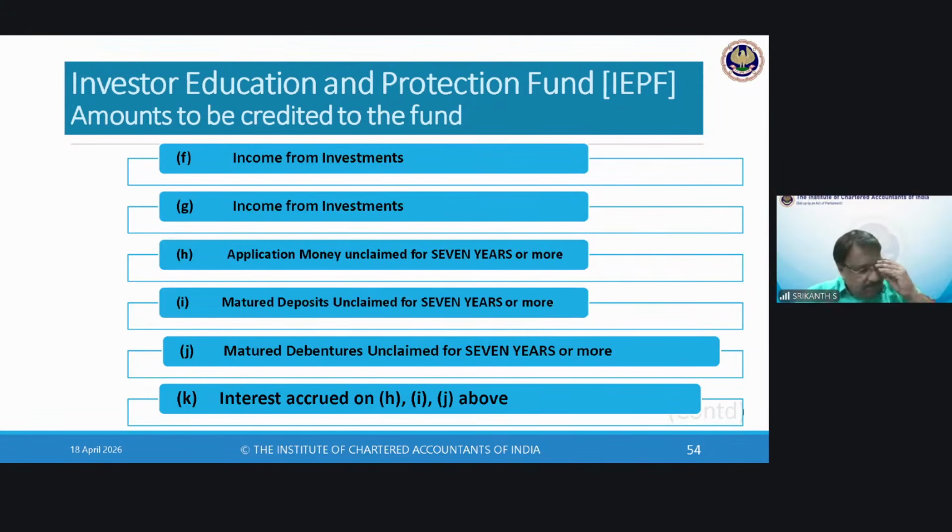Anybody who now wants this can go to the IEPF and make an application. There's an online application wherein you have to mention who you are and your registered folio number with the company, etc. IEPF will write to the company and ask them to confirm whether such and such a person is there in the record. Once it is confirmed, IEPF will then transfer this to the company. The company in turn will transfer it to your designated bank account.